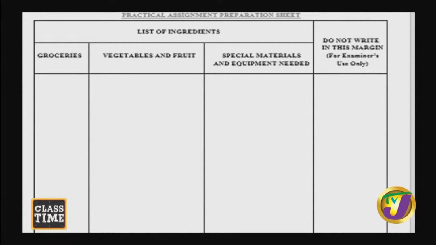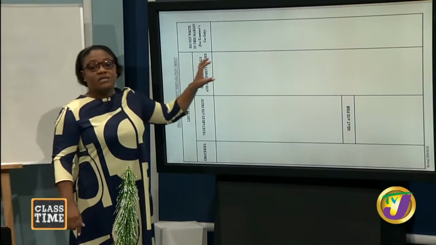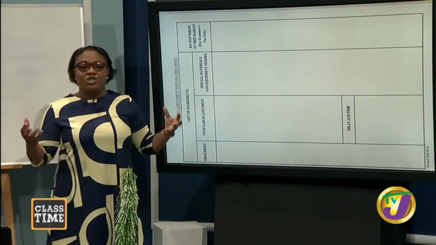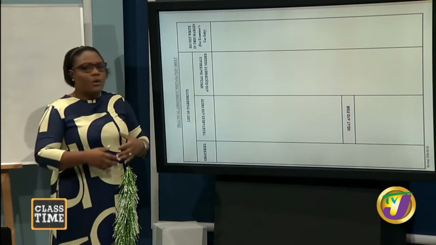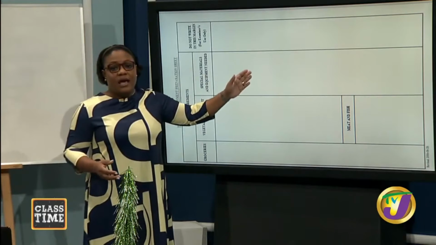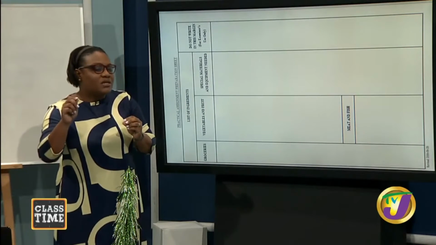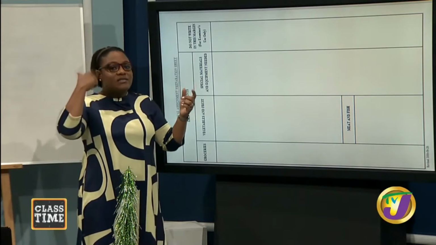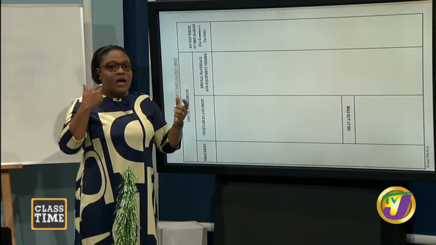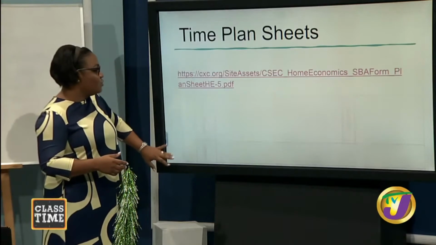And right here, you'll have your special materials, equipment needed. So if, for example, you're going to be making a hot beverage, you need a percolator or an espresso machine, whatever it is, you'd put that here. And it doesn't necessarily mean that you are going to purchase it, but it shows that you understand your skill and what you'll be using to achieve the task that has been given to you.